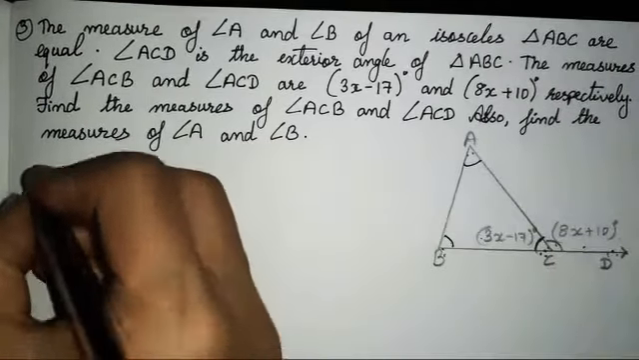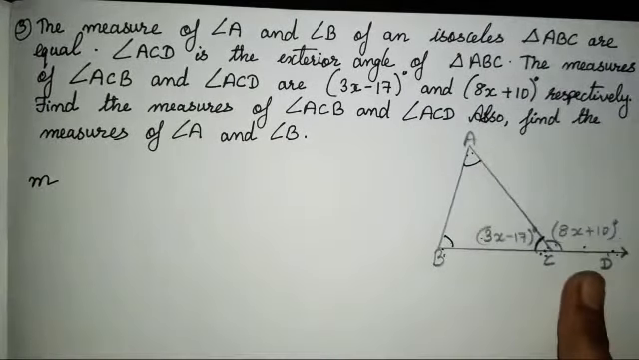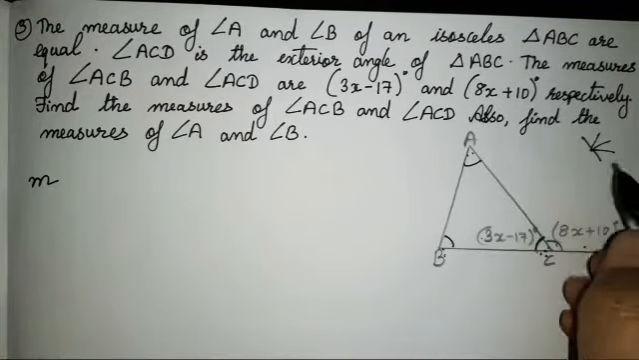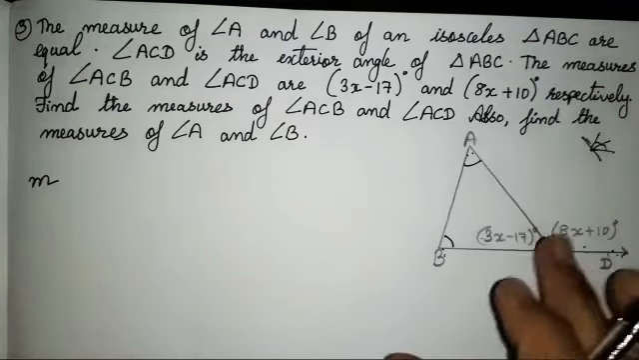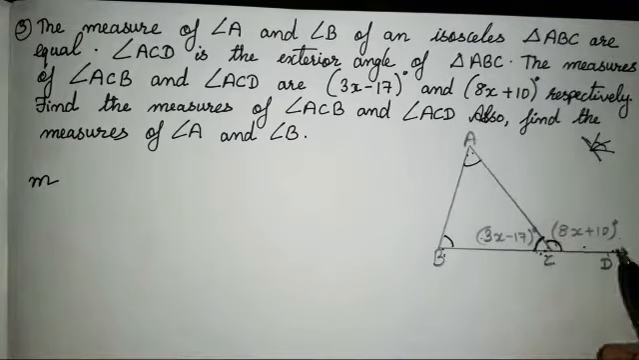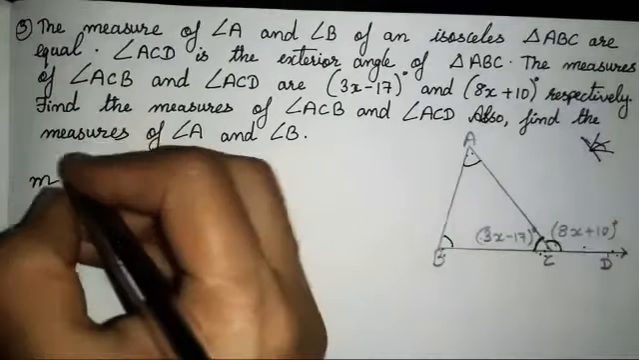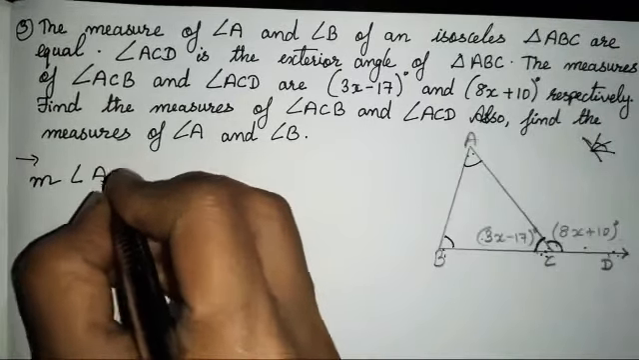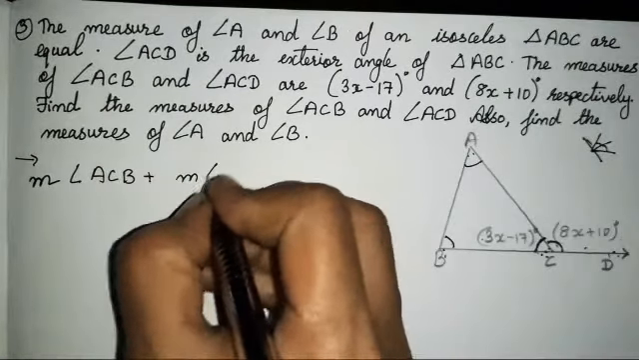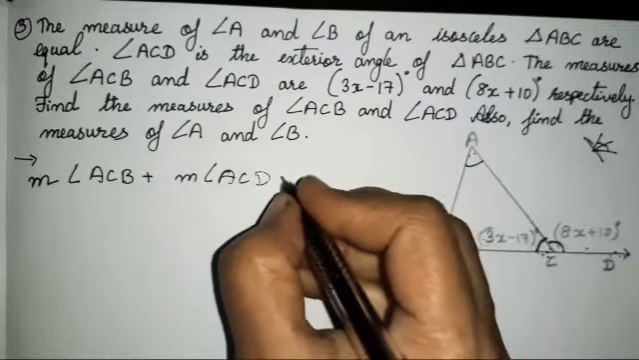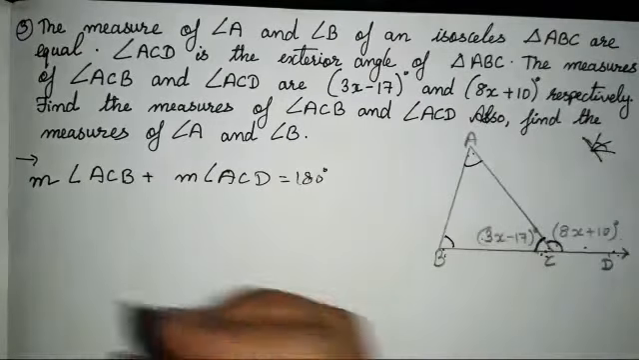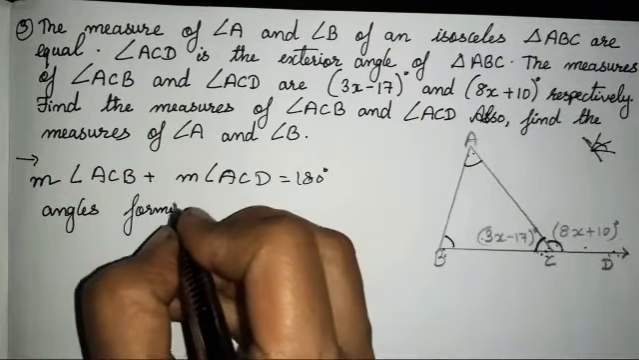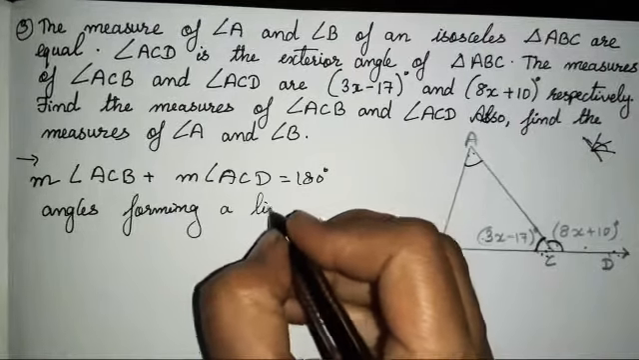Okay, so now over here we can take a linear pair. Now in previous question I said na, इसमें हम लोग linear pair नहीं find कर पा रहे थे because there were too many angles. Over here only two angles are there, so we can take a linear pair. So measure of angle ACB plus measure of angle ACD is equal to 180 degree. Angles forming a linear pair.